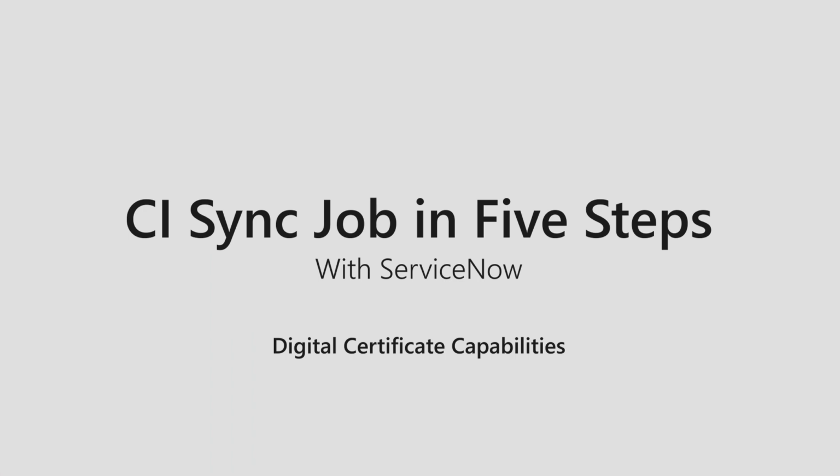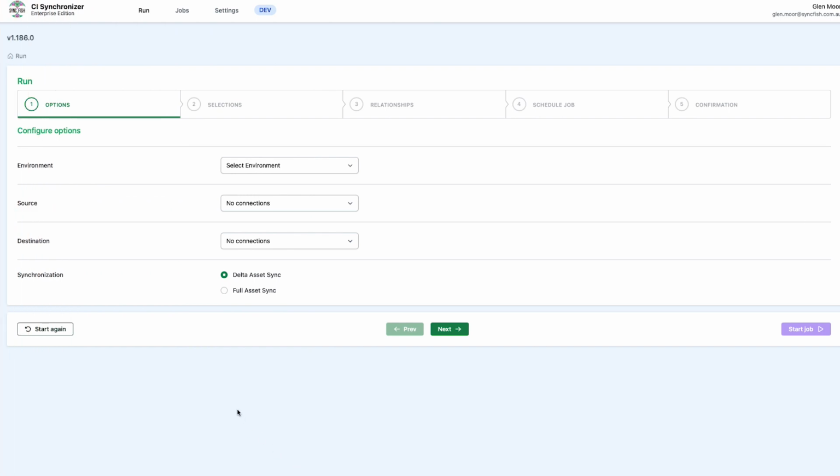In this short recording, I'll show how to create a Lansweeper to ServiceNow synchronization job using the CI-Sync user interface. And for this job in particular, I'll show how to include digital certificates as a CI to CI relationship in my ServiceNow CMDB. Firstly, I'll work through the creation of the CI-Sync job itself. Then I'll skip over to a ServiceNow instance and show what the data looks like in my CMDB.